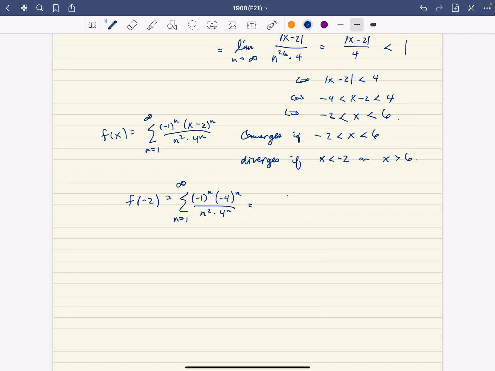And so that's going to end up being negative 1 to the n times negative 4 to the n, which is going to be negative 1 times negative 4, or positive 4, to the n. And that's going to actually cancel with that 4 to the n in the denominator.